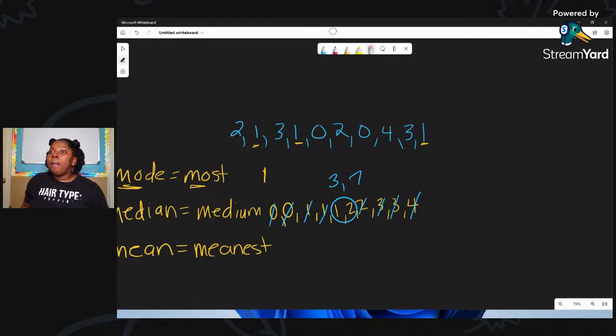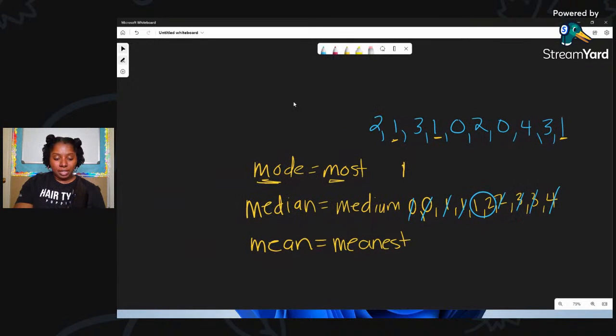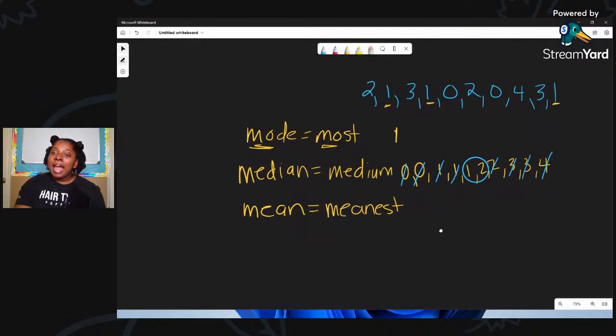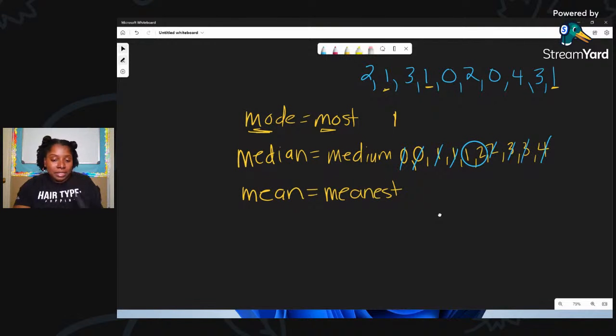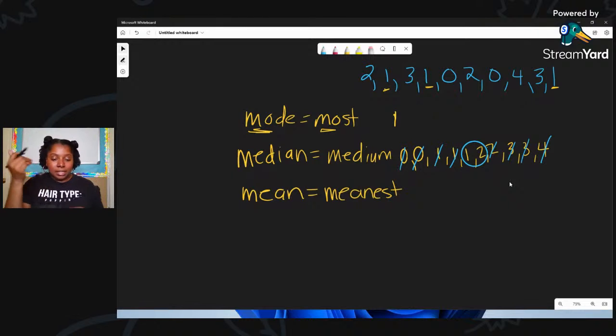All right, so mode means most. Let's go back to our vocabulary. For mode, we're going with most. For median, that's medium. Think of small, medium, large. Medium is in the middle. And mean is the meanest one of all because it's all this calculation. Look at these 10 numbers. Now I got to add them all together. It's just so mean. Why would they do that to us? You know, I just don't even understand that. So now I got to do all this work because they wanted to be mean to us.